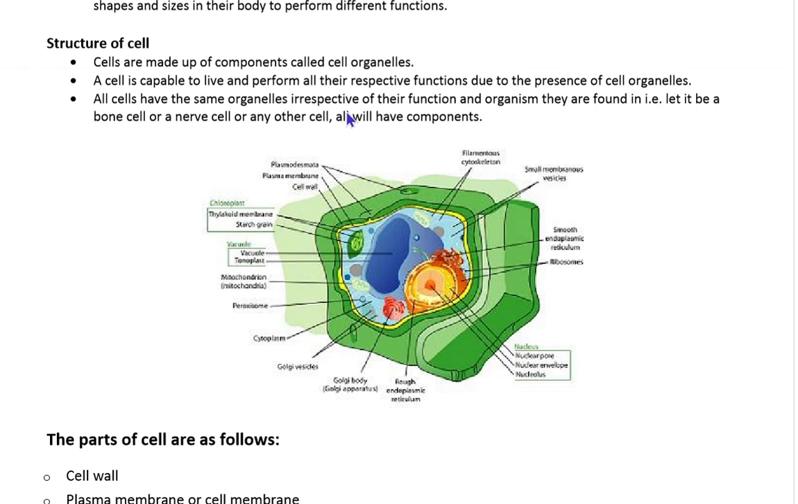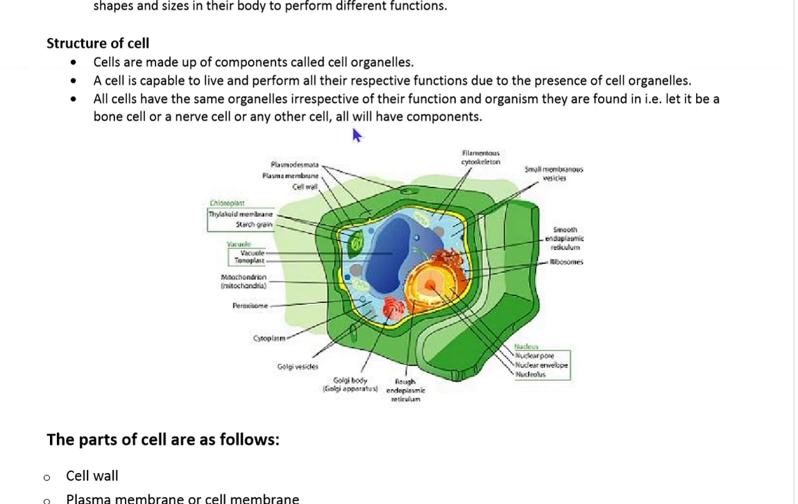All cells have the same basic organelles irrespective of the function and the organism they are found in. So in any kind of cell there is some common structure. Some cells have special types of components. For example, plant cells are autotrophs, so special organelles called plastids are present for photosynthesis. But in general, all cells have a common basic structure.